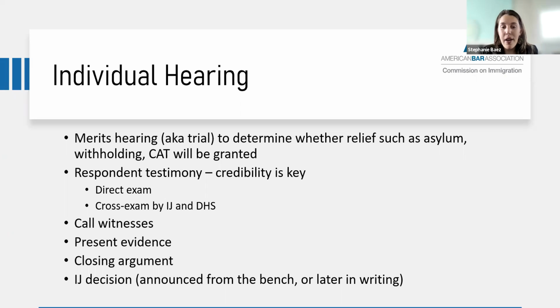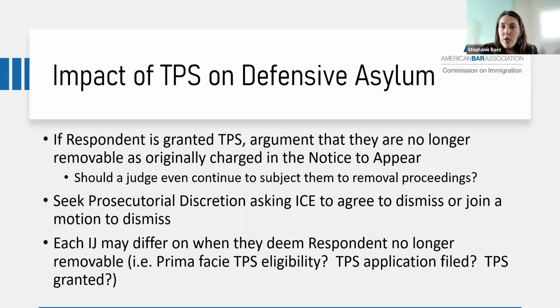So you might have a handful of master calendar hearings leading up to the individual hearing, which is when the judge is actually going to hear from your client and take testimony. You would take testimony. Your client would be subject to cross-examination. You could call witnesses, present evidence, have a closing argument, and then the decision on the merits would be decided at that time.